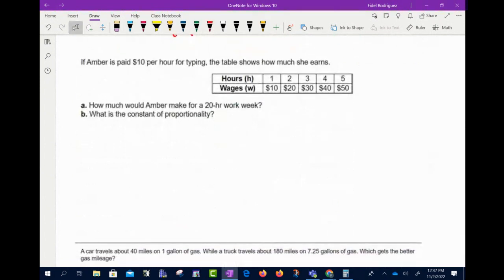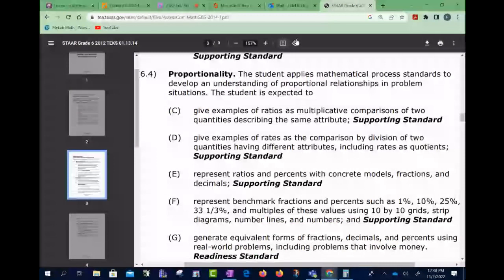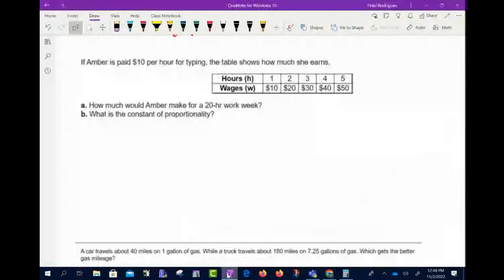So let's take a look at the next problem, y'all. It says, if Amber is paid $10 an hour for typing, the table shows how much she earns. Sorry guys, let me get rid of my email because it's going to keep dinging as long as I keep getting emails. All right. How much would Amber make for a 20-hour work week?